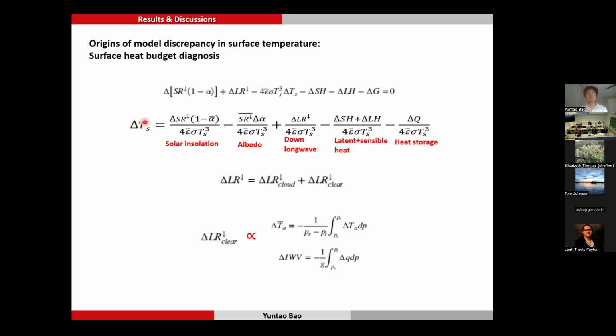So by examining all these terms in all the different climate models, we can diagnose their contributions to the surface temperature change. So we have a way to find where the multi-model uncertainty is coming from. Further, we can decompose the long-wave radiation into the cloud-induced long-wave radiation and clear-sky long-wave radiation.